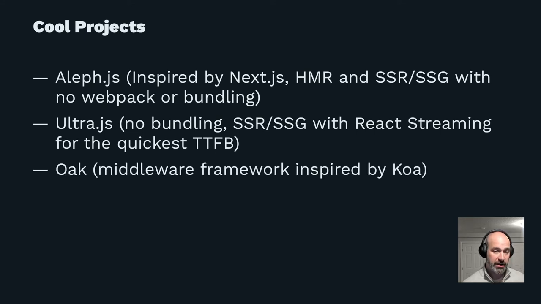Finally, Oak is a middleware framework inspired by Koa. It is probably one of the more mature Deno frameworks and one that you'll see a lot of projects use in place of Express when working with Deno. It has a ton of middleware that you can use for just about any feature that you would want in a modern web server, but it is purely focused on the HTTP layer.